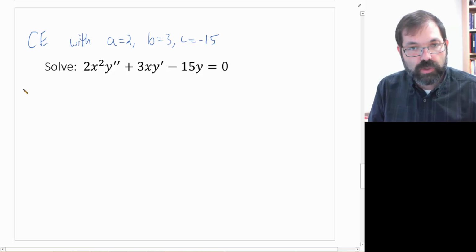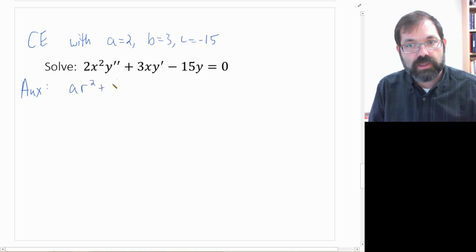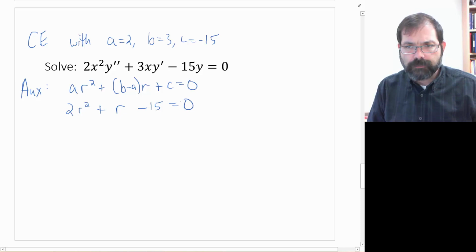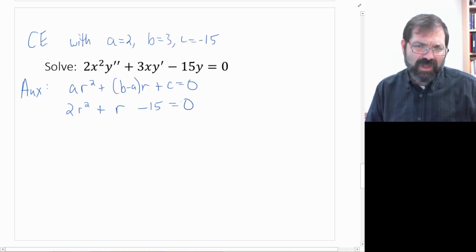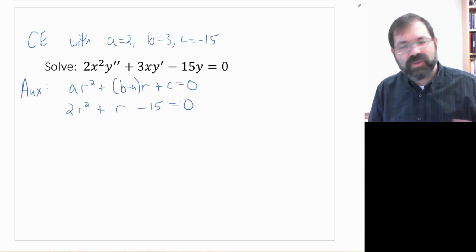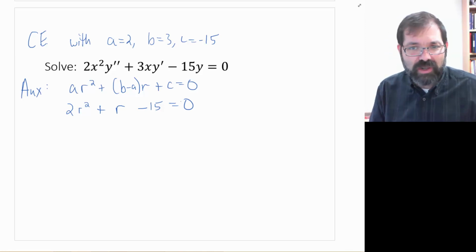And when I then go to the auxiliary equation, I again remember it's ar squared plus (b minus a) r plus c equals 0. So that's 2r squared. b minus a is 1. So plus r minus 15 is 0. All right, now let's see, 2r squared. This one does factor, but if you're not good at factoring, you could still apply the quadratic formula.